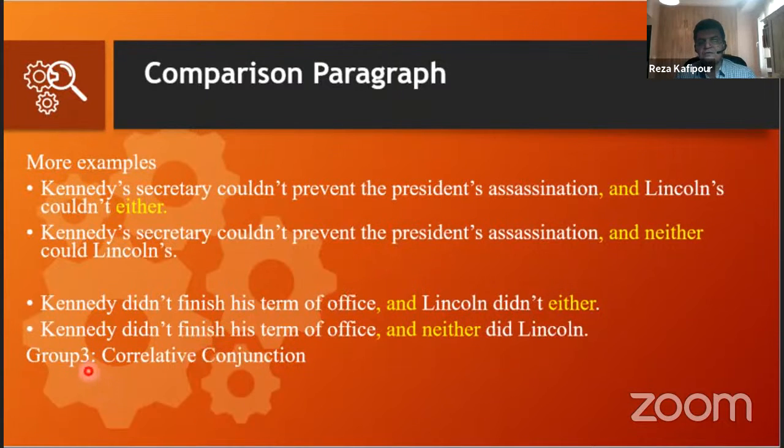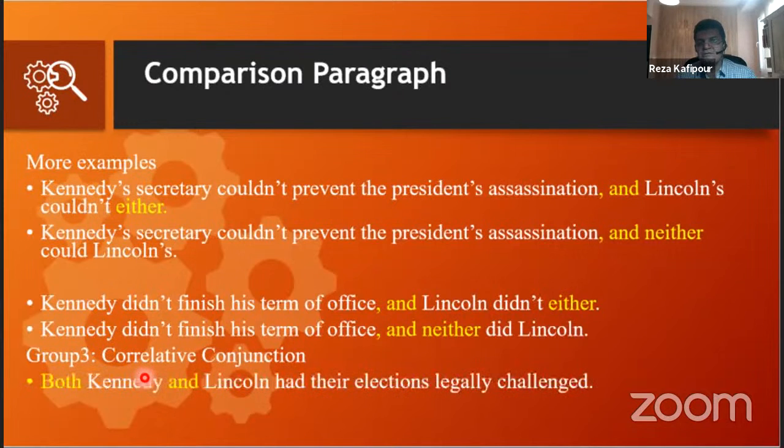The third group of signals for a paragraph of comparison is the use of correlative conjunctions. Correlative conjunction means using "both... and", "neither... nor", or "just as... so", which we will discuss one by one. The first one is very simple, using the structure "both... and" as a correlative conjunction to show similarities between two persons, two concepts, or two objects.